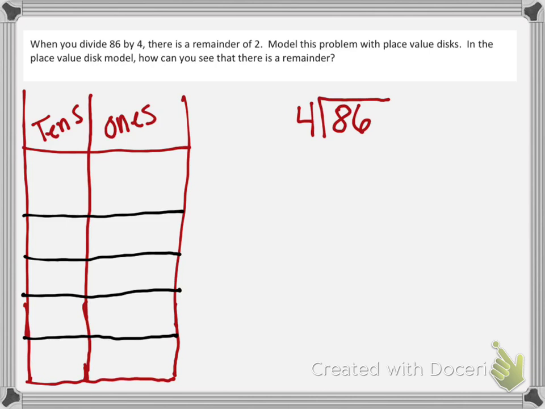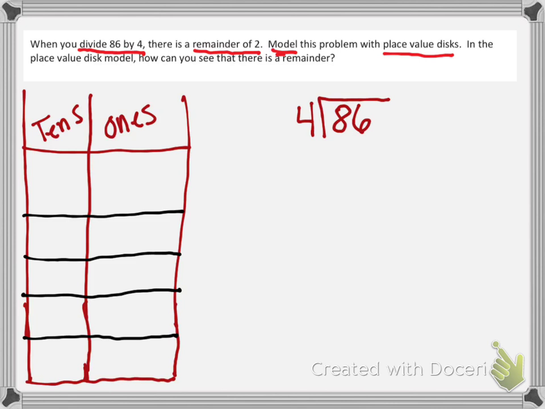So we're going to divide 86 by 4, and we're going to try to see if we can prove that there's a remainder of 2, and we need to model it. How we're modeling it is by using the place value disk chart, to see how there is a remainder. But we're also going to show the standard algorithm way to go step by step as we follow the place value chart.